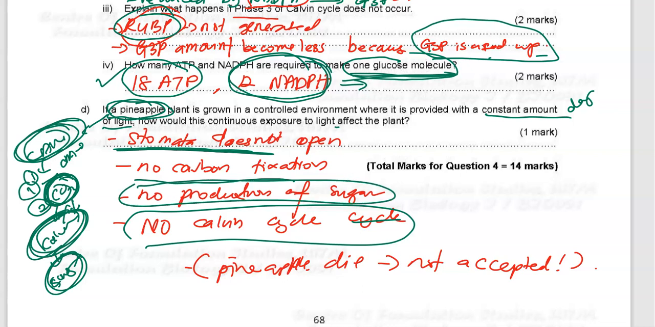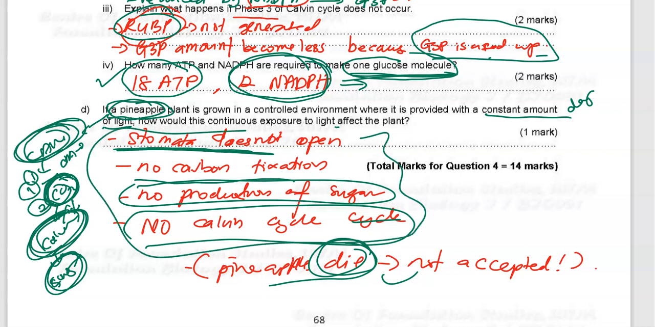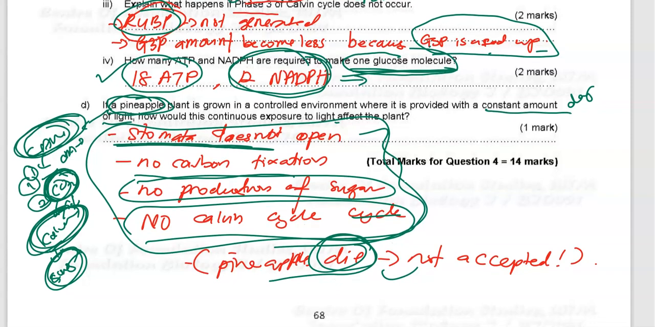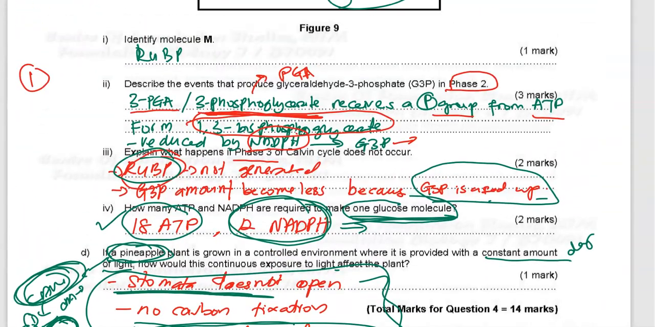If you answer just that the pineapple dies, your answer will not be accepted. You have to explain why. So that's the end of question 4, and the end of discussing the chapter exercise on photosynthesis. I hope you understand what has been discussed. Please do your revision, understand the questions, and understand the process of photosynthesis. Okay, thank you.